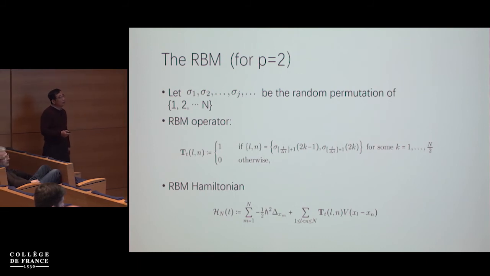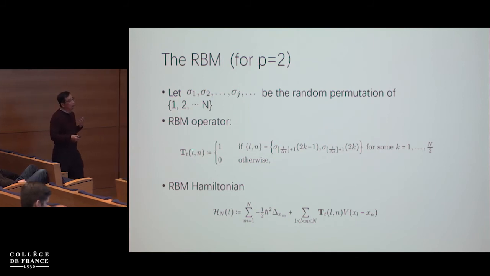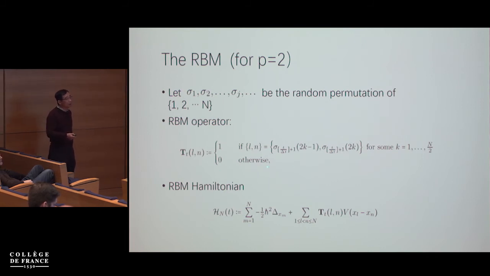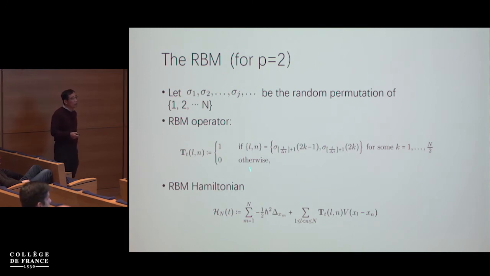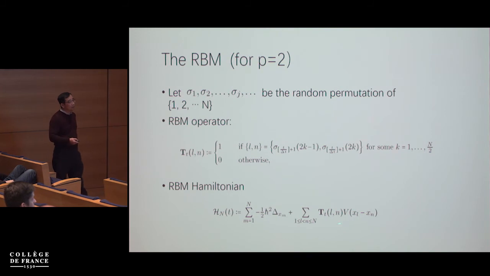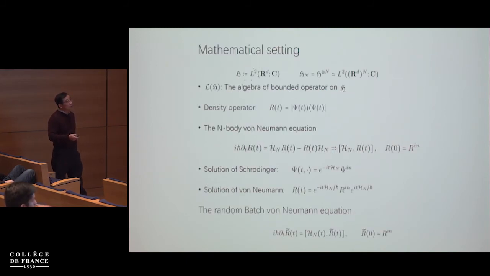For example, if you just do pairwise interactions, and we introduce this random projection operator, if two particles are in the same group, this thing is 1, otherwise 0. So you replace the original n-body interaction by this pairwise random interaction with this operator over here.